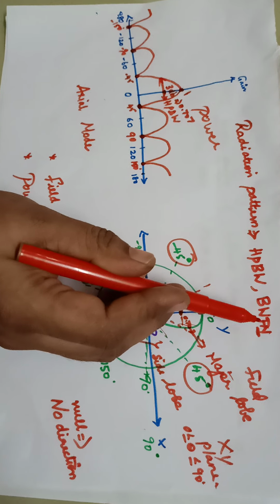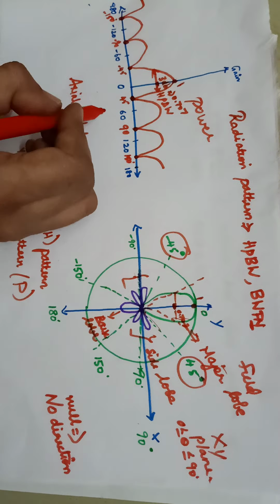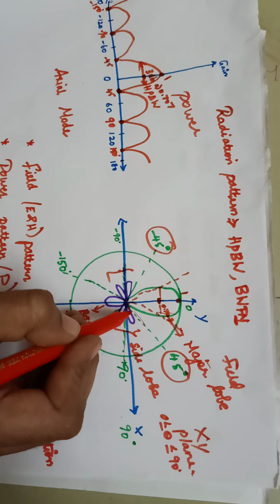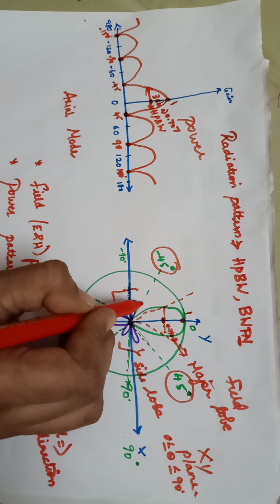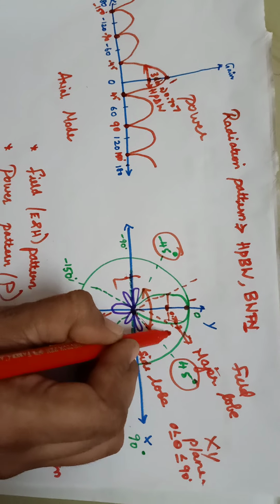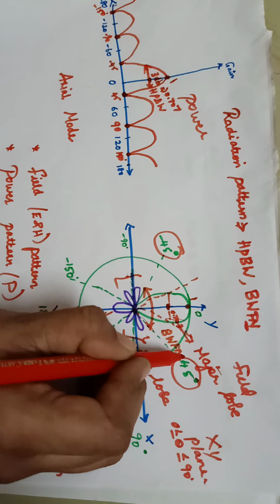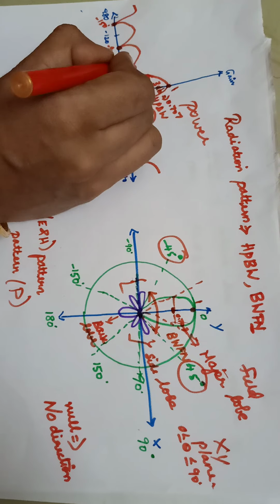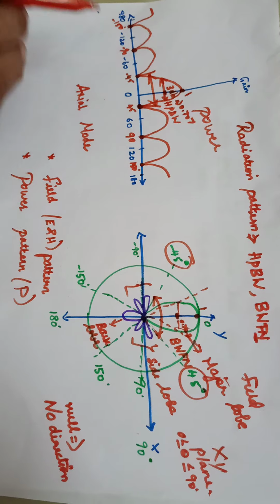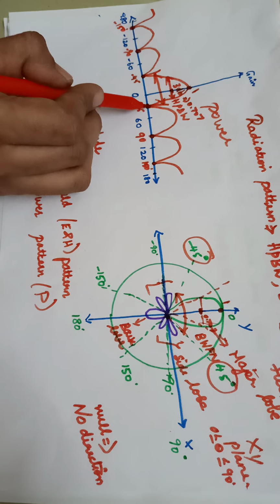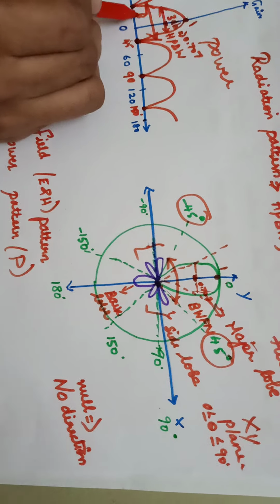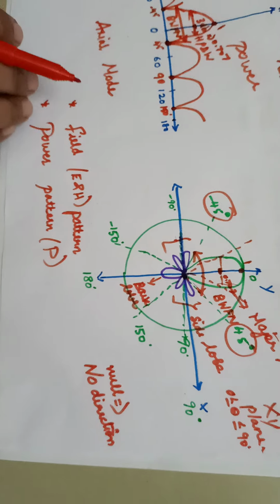Then the beam width between first null. Where is the first null? In this case, at plus 45 and minus 45 degrees. See here, plus 45 and minus 45. This angle is what is called the beam width between first null. The first null values are plus 45 and minus 45, so this is called the beam width between first null. So these two parameters, I hope you all understood.